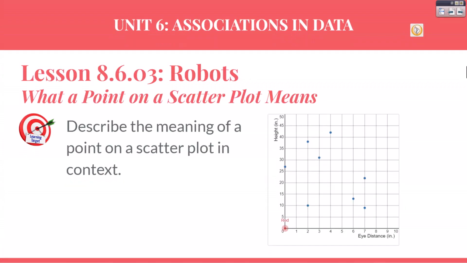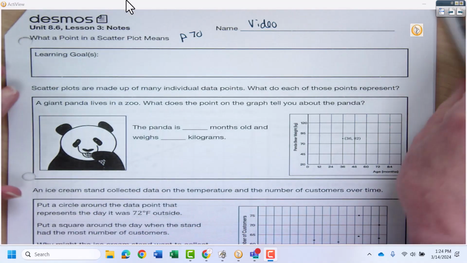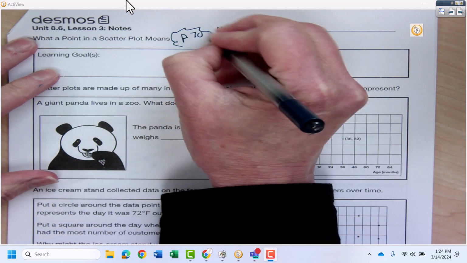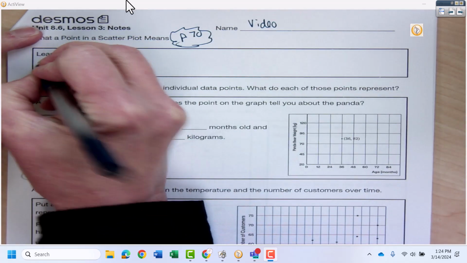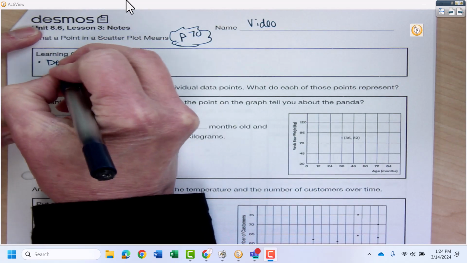Lesson 863, Robots. What a point on a scatterplot means. In this lesson, we'll describe the meaning of a point on a scatterplot in context. All right, in your notebook, let's go to page 70. And like we just said, we're going to describe the meaning of a point on a scatterplot in context.